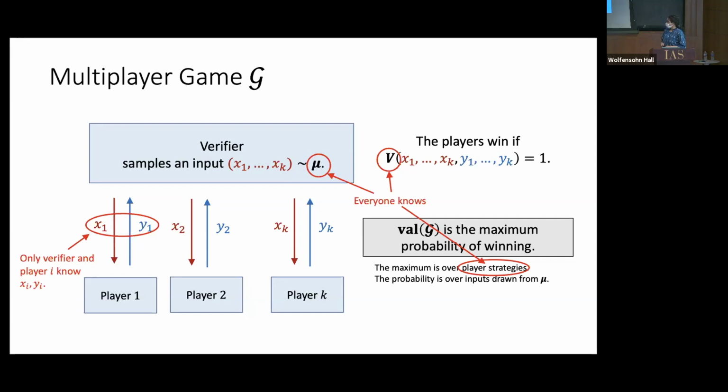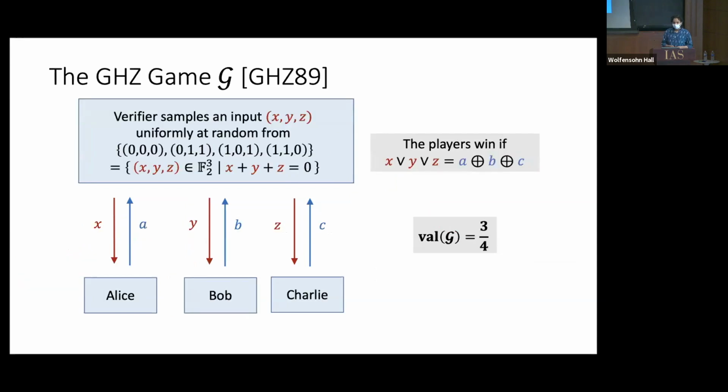Okay, so now that we've defined multiplayer games, let's look at an example of a multiplayer game. Let's look at the GHZ game. So this is a 3-player game. The verifier samples a random input x, y, z from this distribution, the uniform distribution on these 4 points: 0,0,0, 0,1,1, 1,0,1, and 1,1,0. You can also think of these 4 points as the hyperplane over the F2 cube defined by points x, y, z such that x plus y plus z is 0 mod 2. So I'll often refer to this distribution, the uniform distribution on these 4 points, as the GHZ distribution.